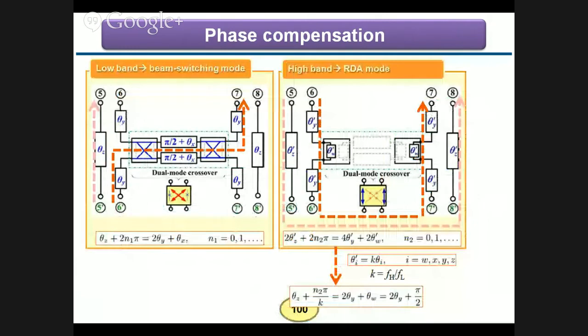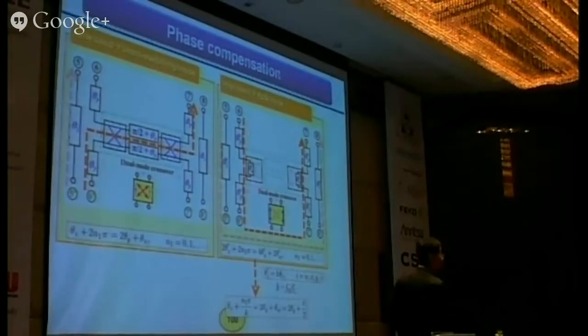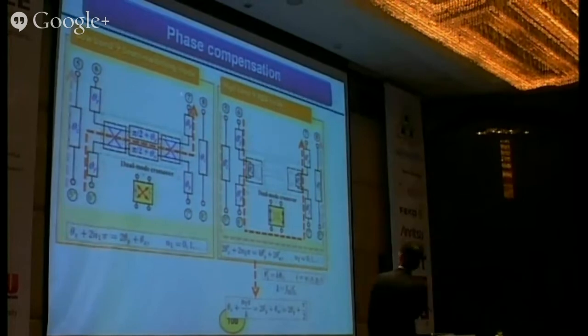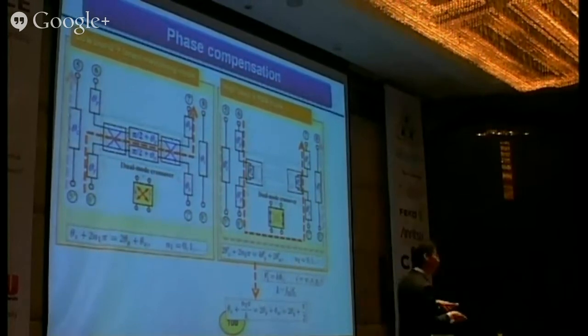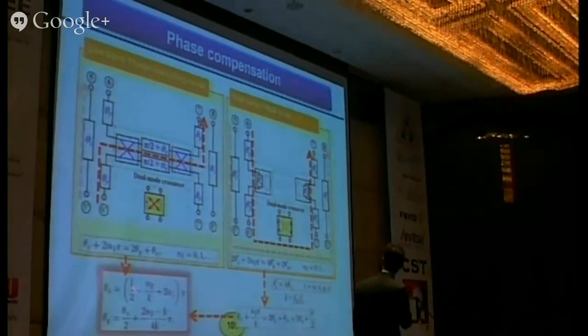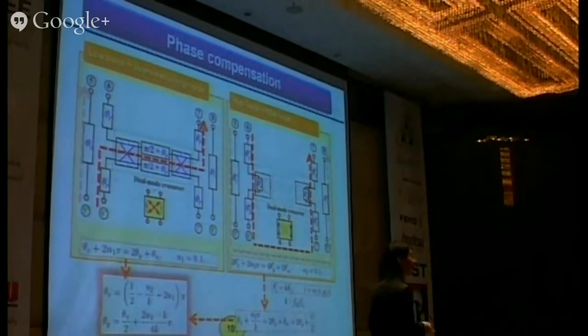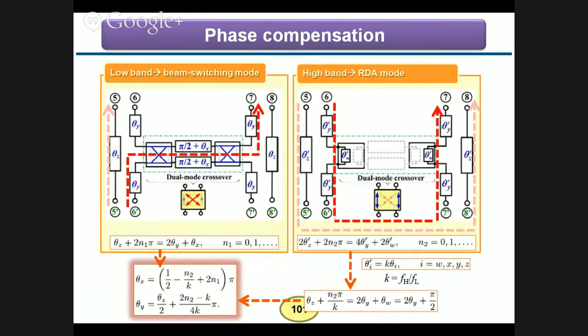Using these equations, we can solve for the electrical length required for this compensating line. After we solve the equations, we can derive the unknowns, for example theta x, theta y, or theta z, or something else. And after that, we finish our design.